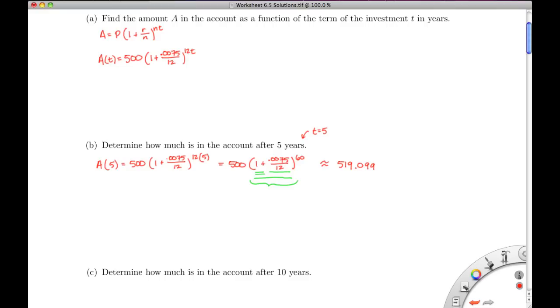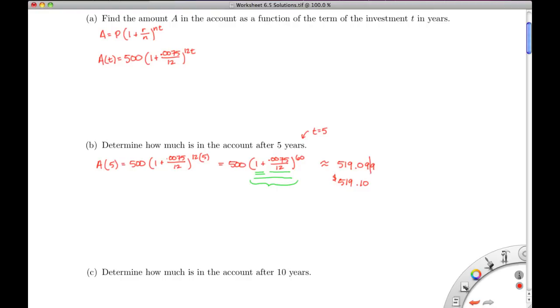Now, I'm just going to go ahead and truncate this after 3 decimal places. Normally you'd be told to round, probably like round to the nearest cent, and rounding is always rounding up. There's no rounding down. You either round or you truncate. If you're asked to round, we would definitely take this to $519.10.